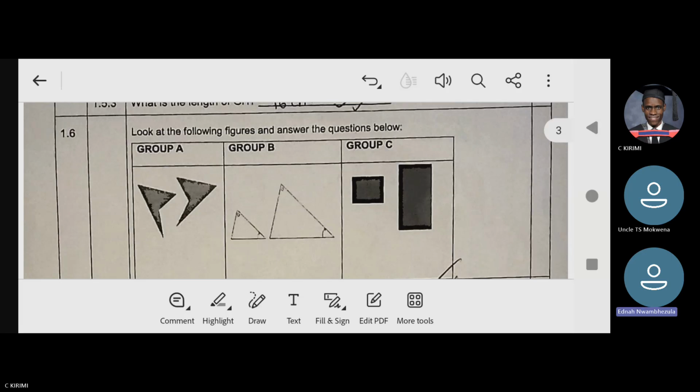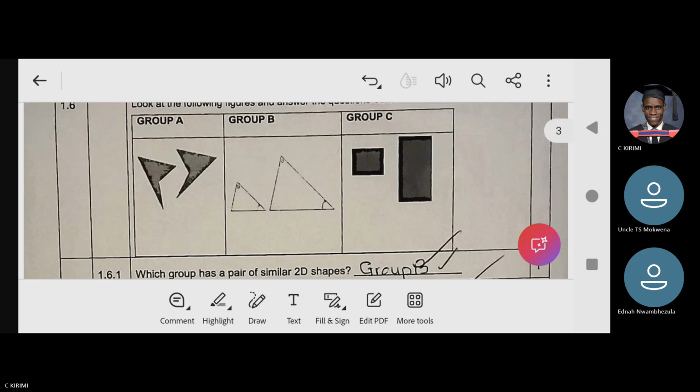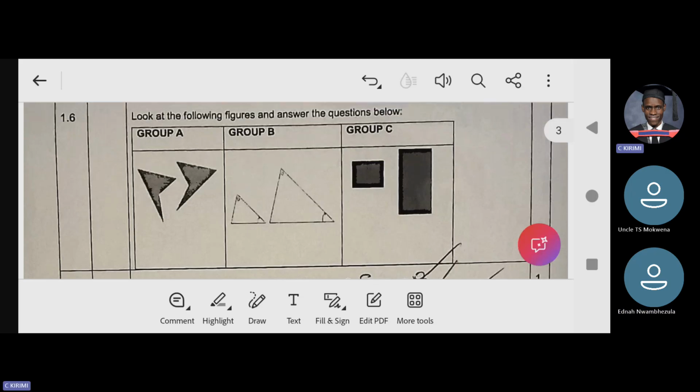But for similarity, it's same shape, but different sizes. Same shape, but different sizes. So in these groups which we are having, which group has a pair of similar 2D shapes? Of similar 2D shapes. Which group? Group B.